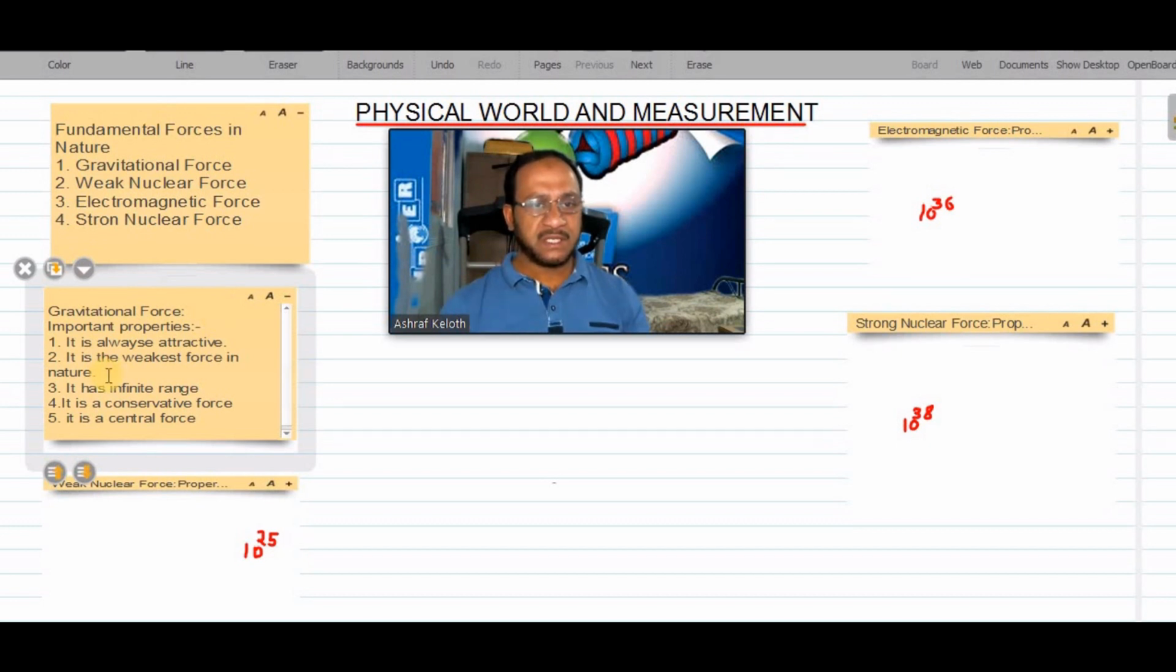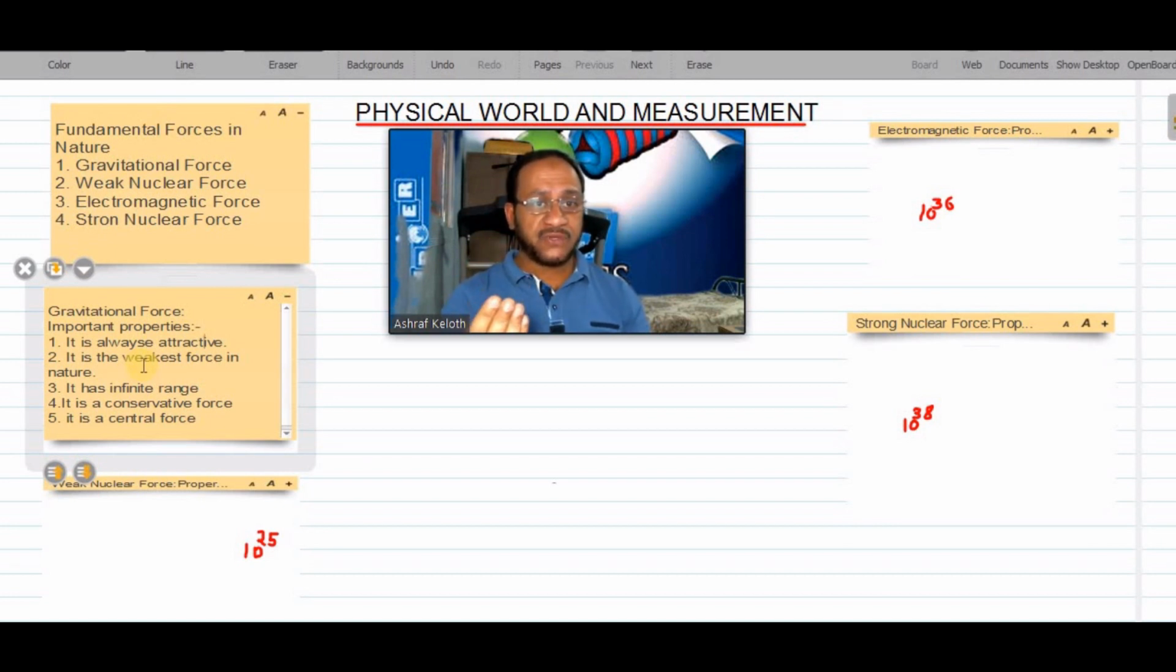Okay, now we will see the basic properties of gravitational force. You can see here on the screen, the first one is it is always attractive. The gravitational force is always attractive. Attractive means in gravitational force between two bodies there is only force of attraction, there is no repulsion.